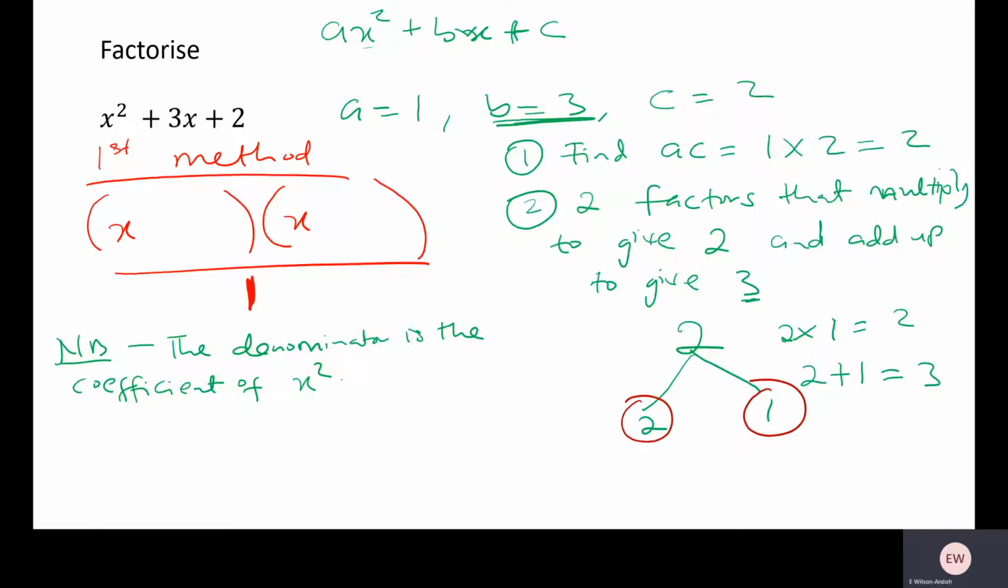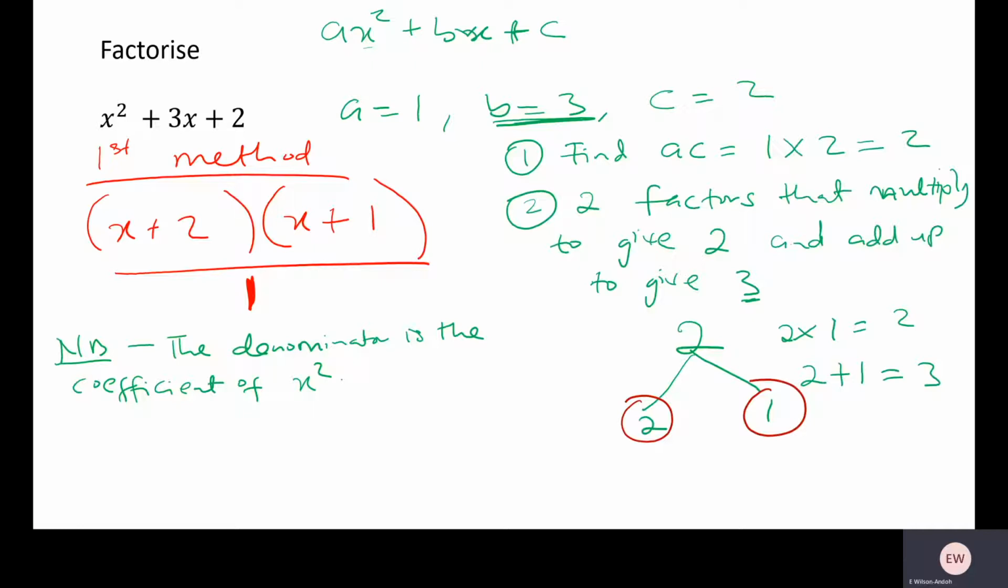So we are going to add these numbers to what we have in the bracket. So we are going to have x plus 2, because they are positive, and then x plus 1. You can choose to bring the 1 first and then the 2 second. It is the same thing. So we have factorized.